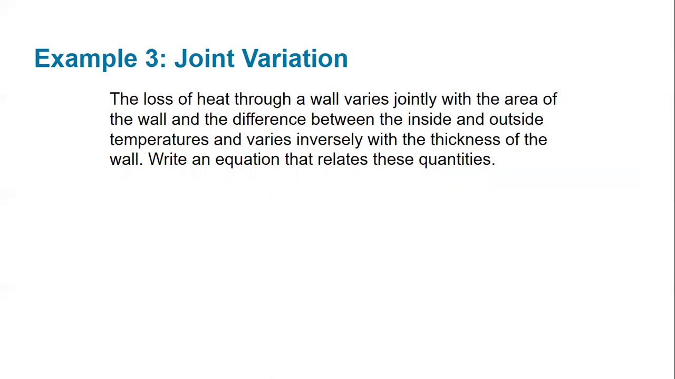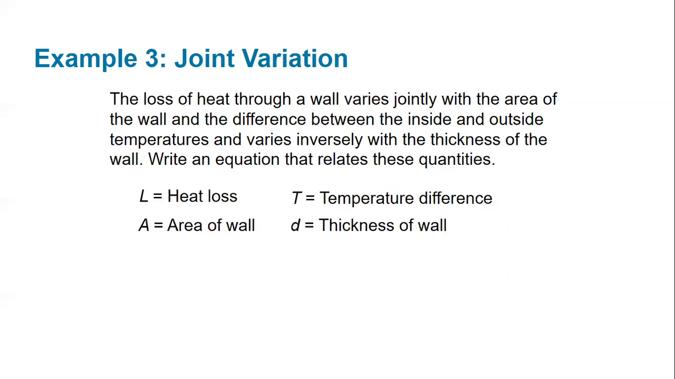All right. It says the loss of heat through a wall varies jointly with the area of the wall and the difference between the inside and outside temperatures and varies inversely with the thickness of the wall. Write an equation that relates these quantities. I give you the variables, and I want you to read it again and write what you think this is saying. Remember, you always have to have a K. All right, 90 seconds to write what you think.